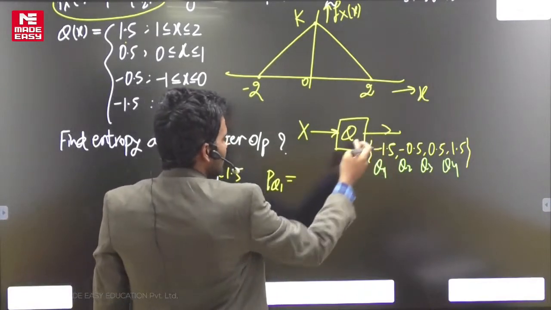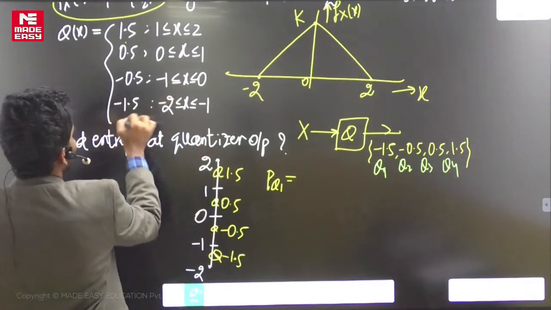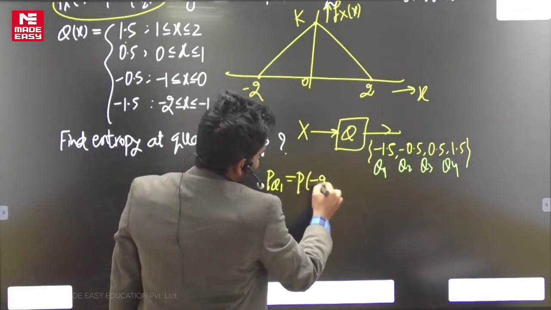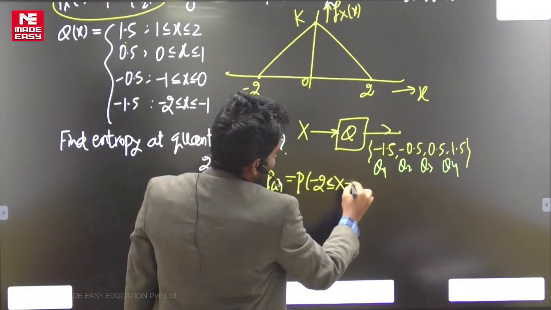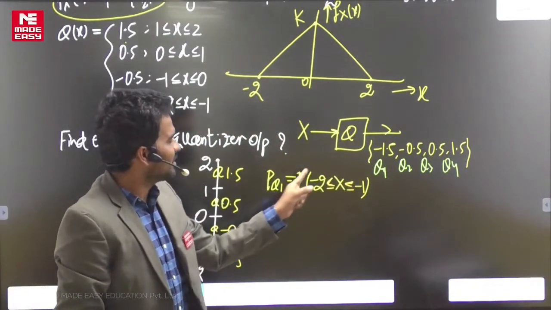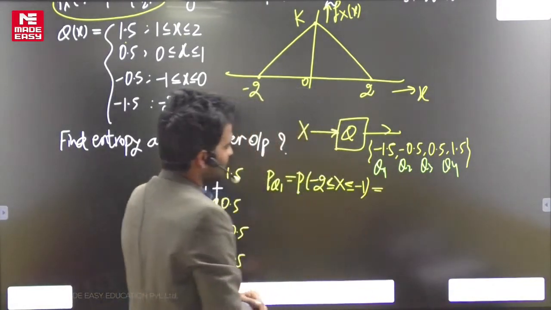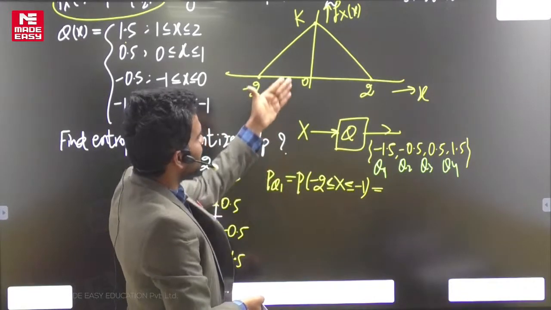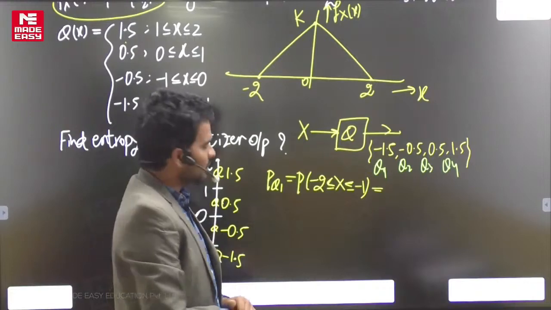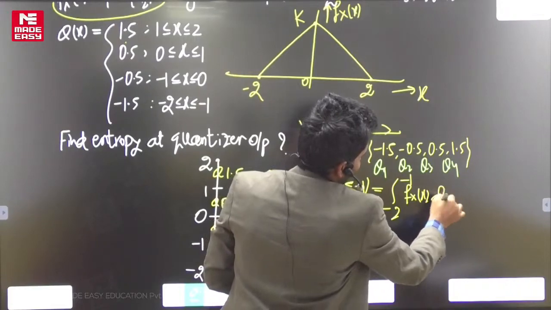When you expect Q1 at the output of the quantizer, Q1 is what here? Minus 1.5, provided x is in between minus 2 and minus 1. So it is nothing but minus 2 less than or equal to x less than or equal to minus 1. If x is in between minus 2 and minus 1, then you expect Q1 at the output of quantizer. How to get probability? Okay, from the density function. Density function of x is given, then we have to find the probability. The area under density function will give you the corresponding probability. So this is the integral from minus 2 to minus 1 of fx of x dx.